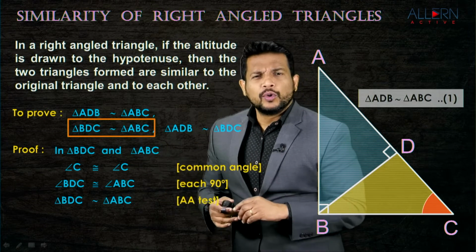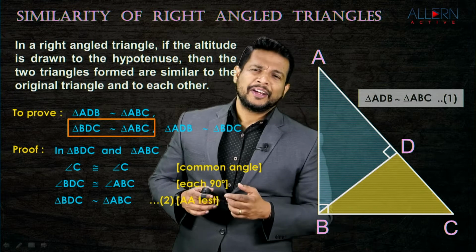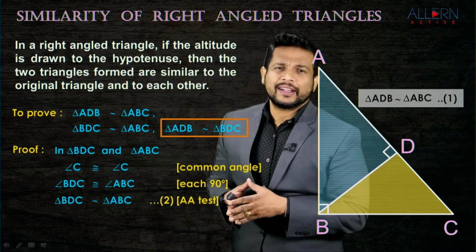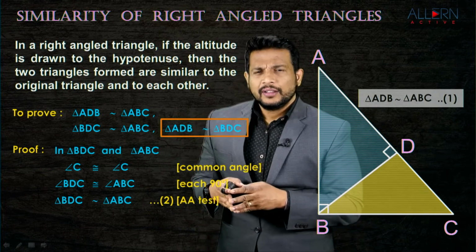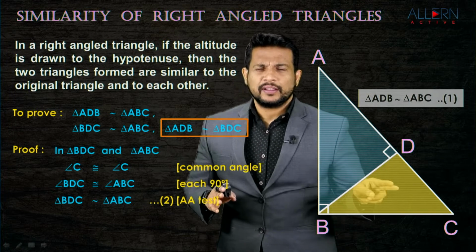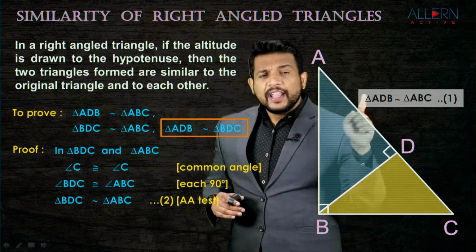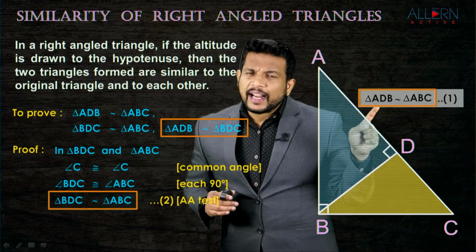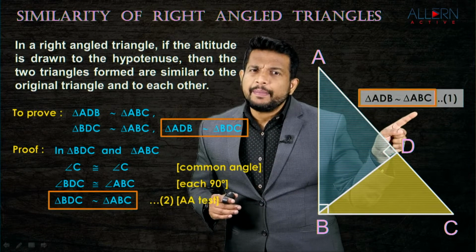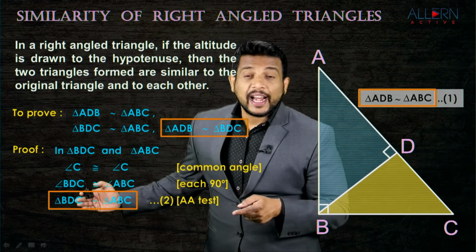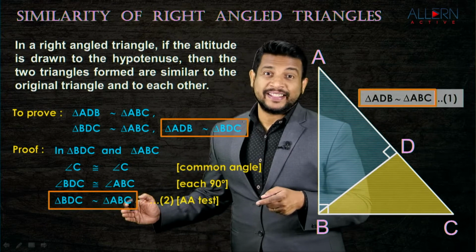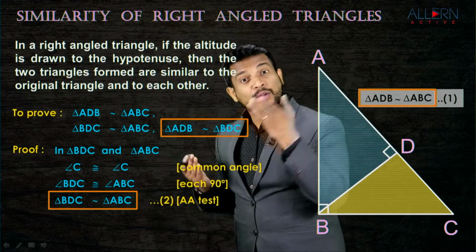So we proved 2, but we need to prove the third, right? How do we get that? Difficult? You will say we'll consider both the triangles, this one and this one. No. Observe what we got in result number 1 and result number 2. In result number 1, we said that triangle ADB is similar to triangle ABC. And what do we have here? Triangle BDC is similar to triangle ABC. Two triangles similar to the same.